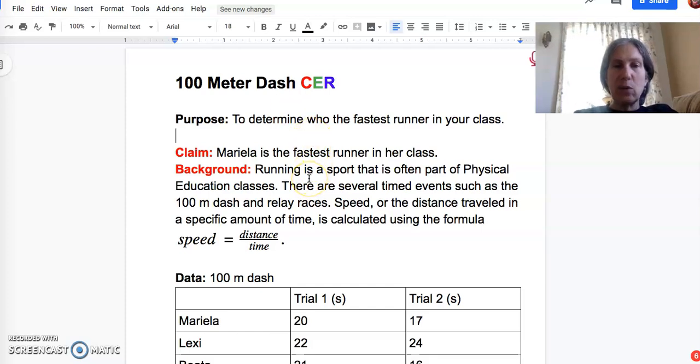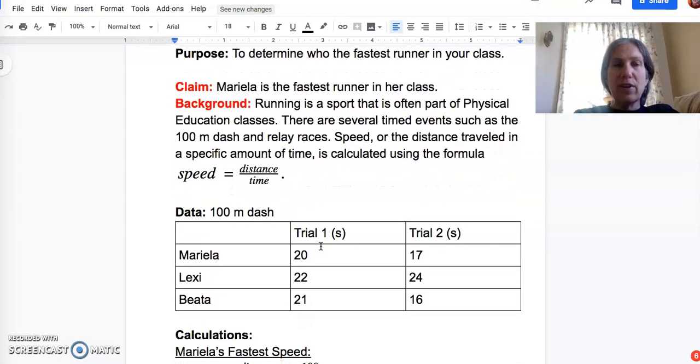For example, in this case, I wrote background. Running is a sport that is often part of physical education classes. There are several timed events such as the 100-meter dash and relay races. Speed, or the distance traveled in a specific amount of time, is calculated using the formula speed equals distance over time. So just giving a little bit of background.